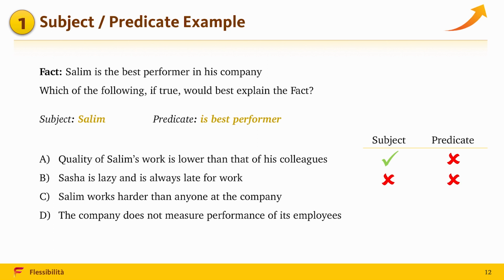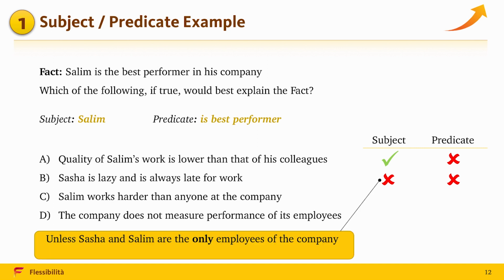Yet, if we knew that there were only two people in the company, Sasha and Selim, option B would be a good explanation. C. The subject is right and the predicate fits the question fact, so a tick and a tick. D is not very helpful at all. The information is useless and somewhat contradictory to the question fact. So which option is best here? It is C, definitely.